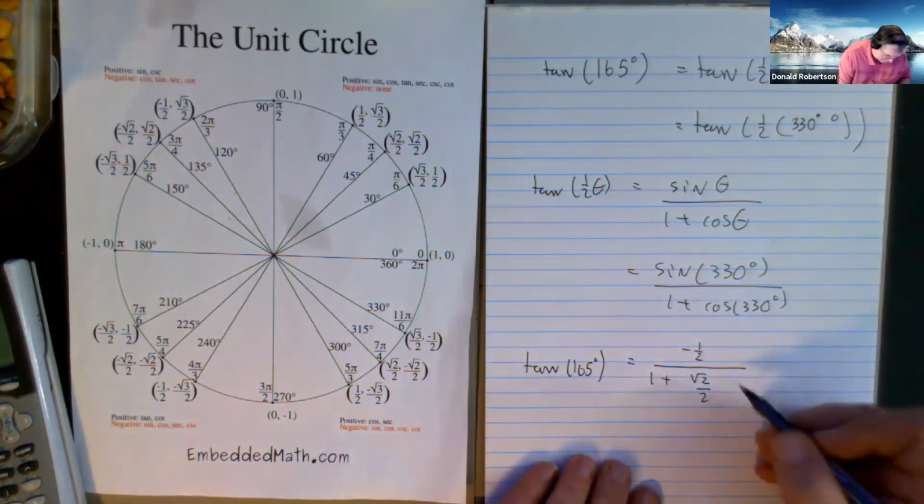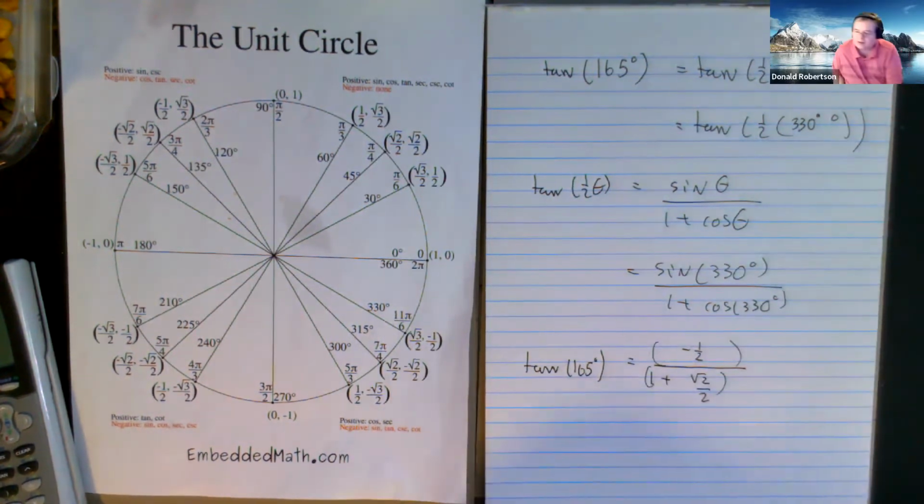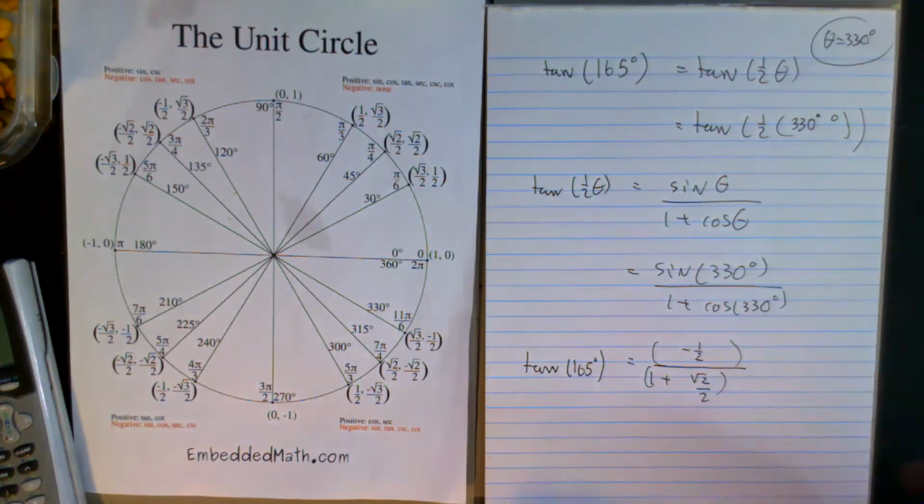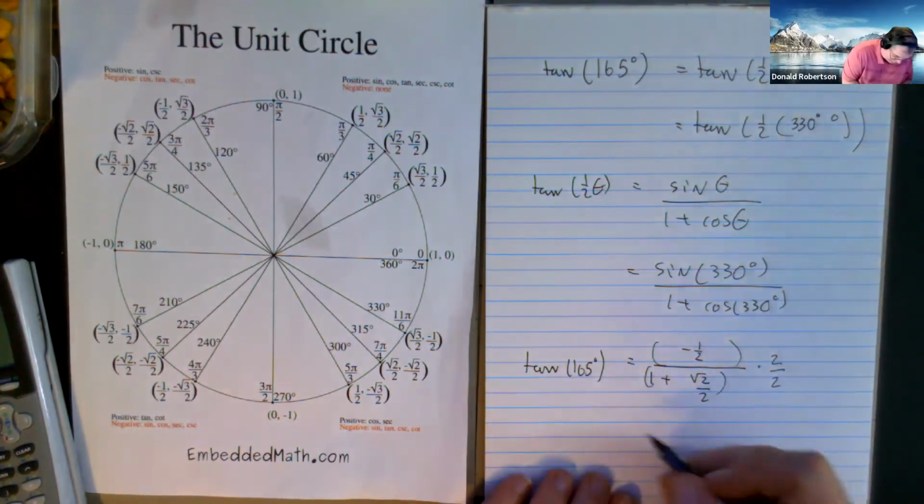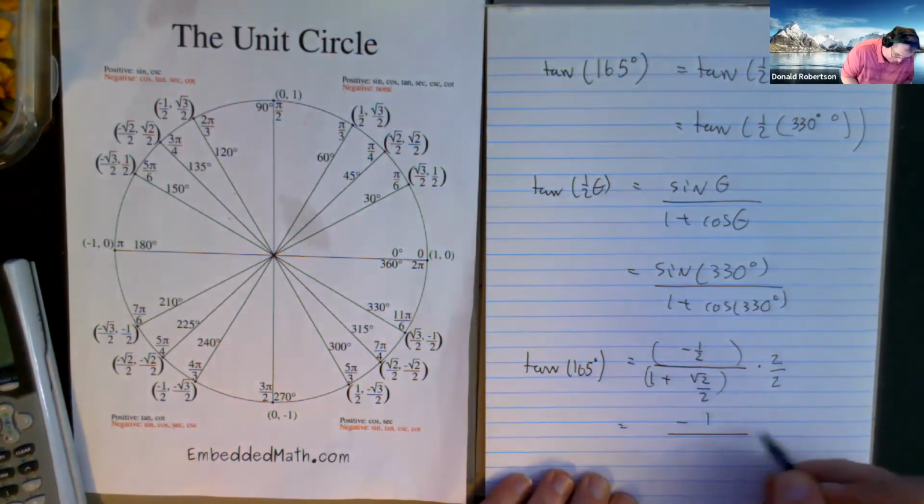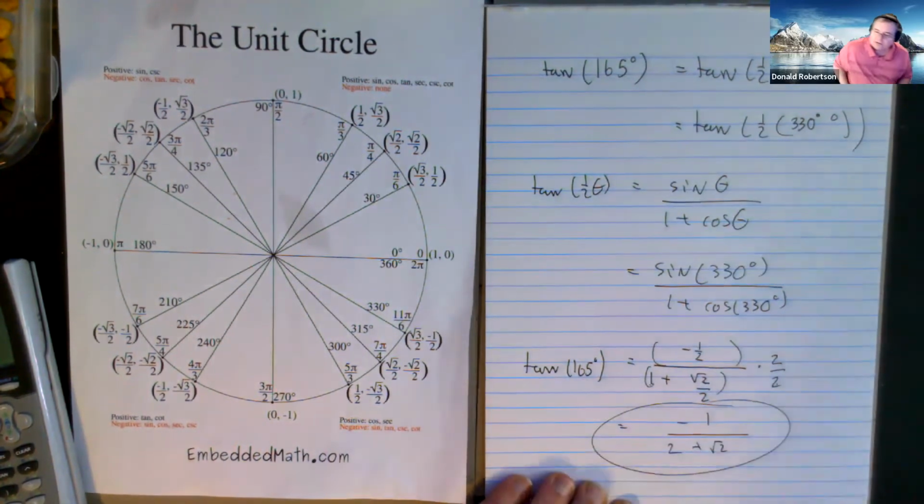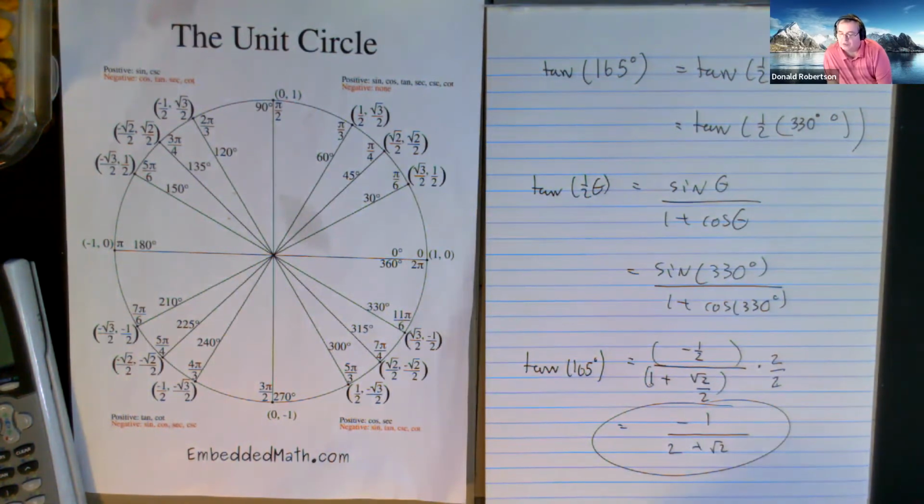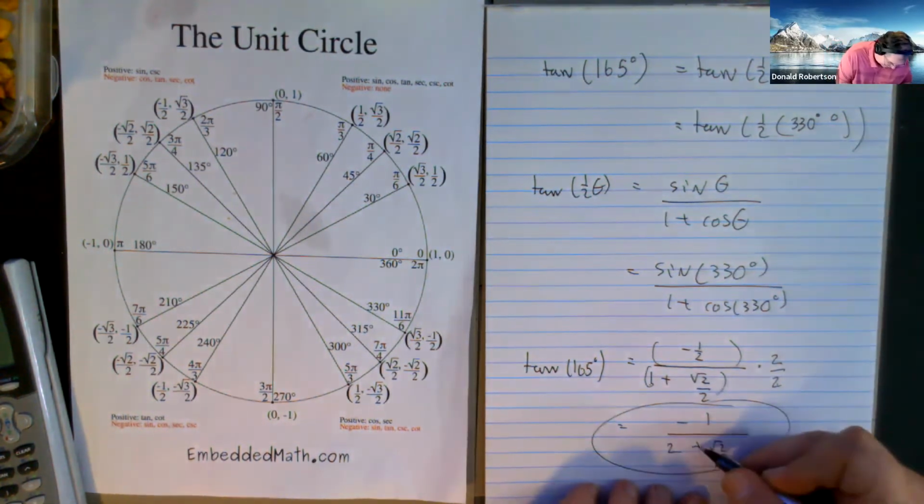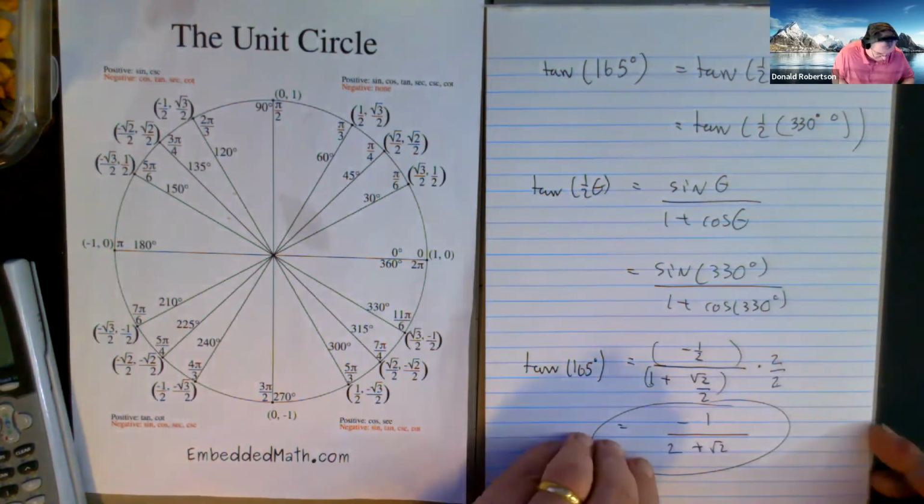Any suggestions how to make this answer prettier? Style points. Fraction, fraction, really ugly. Is there anything you can do to make it nicer? Multiply it by the reciprocal. Okay, well, multiply by 2 over 2 then. So what do we get? On the top, I get negative 1. And on the bottom, I get 2 plus root 2. Would you agree that's quite a nice answer? At least nicer than it was. And if I had time, I would check that for you, but I'm sure it works.